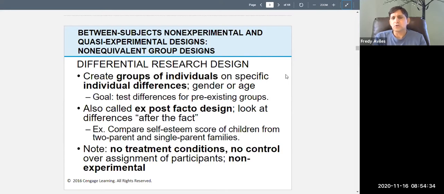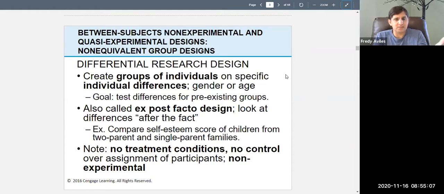So you create the groups based on differences that already exist. You don't really create the groups. You're more like basically defining them. The groups already exist, but you're defining them. But just for the sake of the lecture, say we're creating them. We're really defining them, okay? It's also called an ex post facto design because you look at differences after the fact. So you have these different groups and you just check for differences between them after the fact.